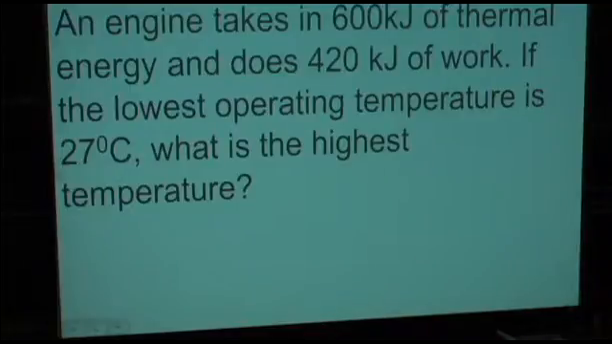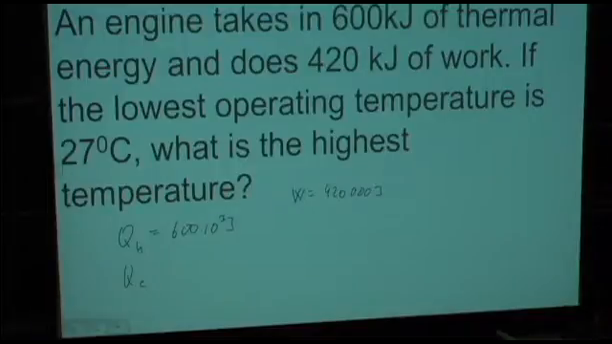First example. Well, this problem is almost trivial, but let's do it. So what we know: the engine takes heat. Takes means, well, we always have to choose between two Qs: absorbing, releasing, hot, cold. So if it takes heat, that's QH, Q hot, and now it does this much work.